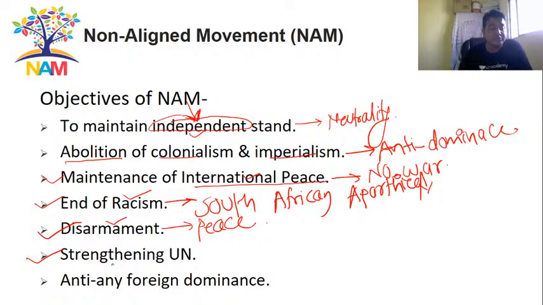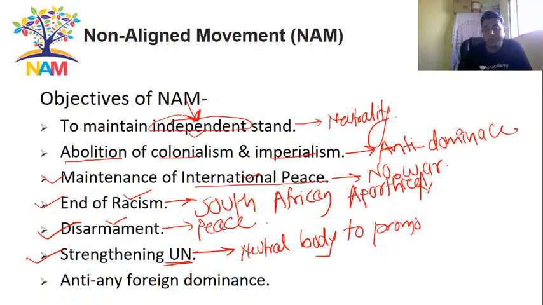Next, strengthening the UN is also an objective of NAM, and why is it so? Because the UN is not related to any country, not a proprietary right of any country. It can act as a neutral body to promote peace. Clear? To promote peace, it's the United Nations. If there is a conflict between any two nations, the United Nations can solve it. So that's why they want to strengthen it.